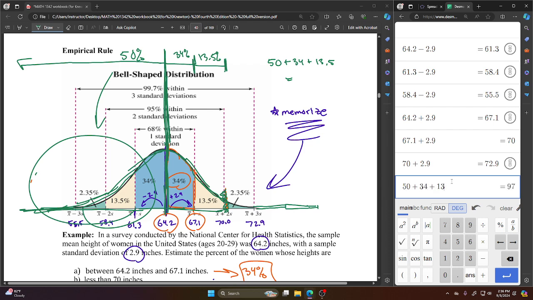Yep, that sounds about right. There you go. 97.5%. And that's what they're going to want. So 97.5% of all people, or all women, I guess in this case, are less than 70 inches.